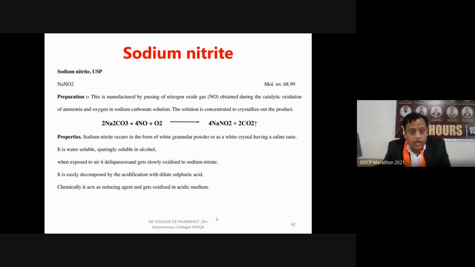It is easily decomposed by acidification with dilute sulfuric acid. So when we use dilute sulfuric acid, it decomposes. Chemically, it acts as a reducing agent and gets oxidized in acidic medium. So it is also a reducing agent and oxidized in acidic medium.